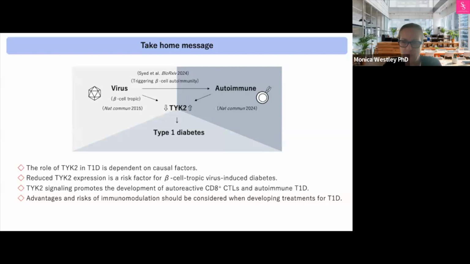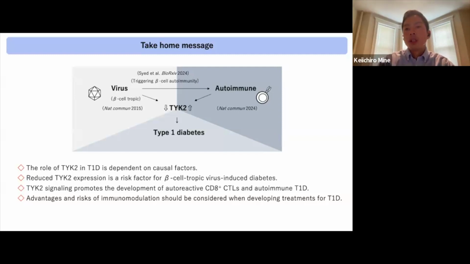Here's a couple of questions in the chat. Richard Coffey asks, have you ever observed diabetes development in the MIP TYK2 transgenic mice without viral infection? Thank you for the question. We didn't observe diabetes onset in the MIP TYK2 transgenic mice.